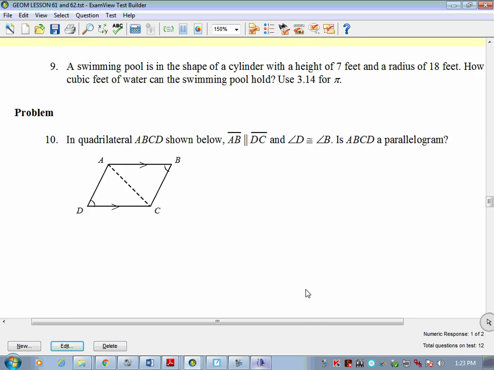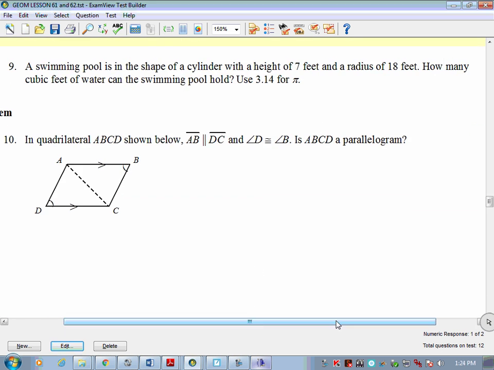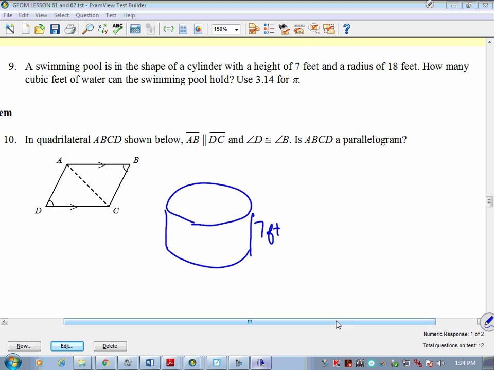Number 9 comes back to our cylinder. A swimming pool is in the shape of a cylinder. You might see several of these types of things around people's yards. It's got a height of 7 feet and a radius of 18 feet. How many cubic feet of water can a swimming pool hold?